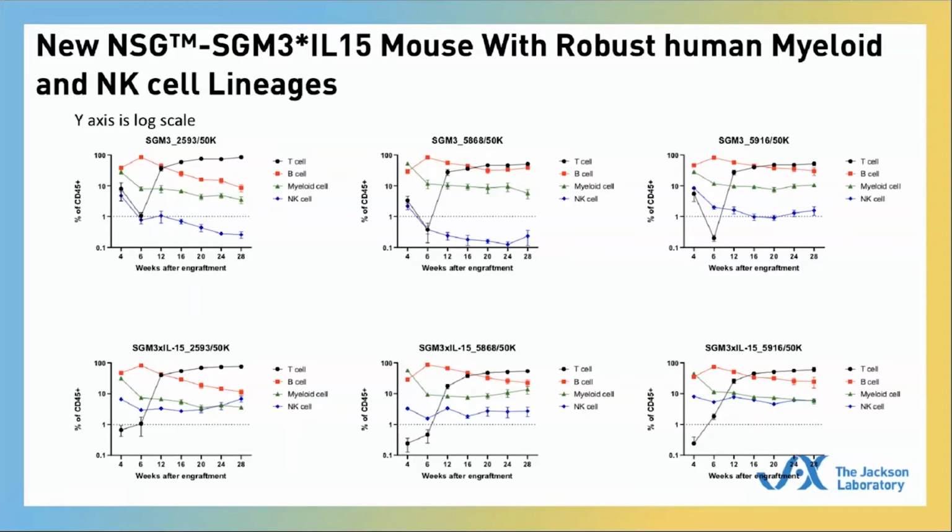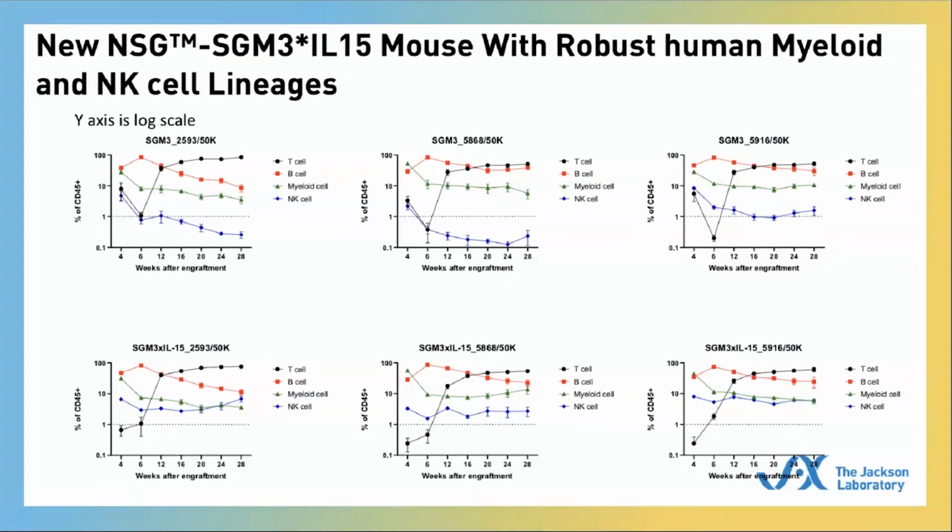If you're comparing, on the top panels, that's the SGM3, and the bottom panels, the SGM3 IL-15 cross, you're looking at the reconstitution of different lineages: the T cells in black, the B cells in red, the myeloid cells in the green triangles, and the NK cells in the blue diamonds. Just bring your attention to the NK cells in the SGM3. Those levels are really subpar. Now if you look at the levels of NK cells in the SGM3 IL-15 cross, you find that you have really good levels of NK cells, as well as myeloid cells, B cells, and T cells.